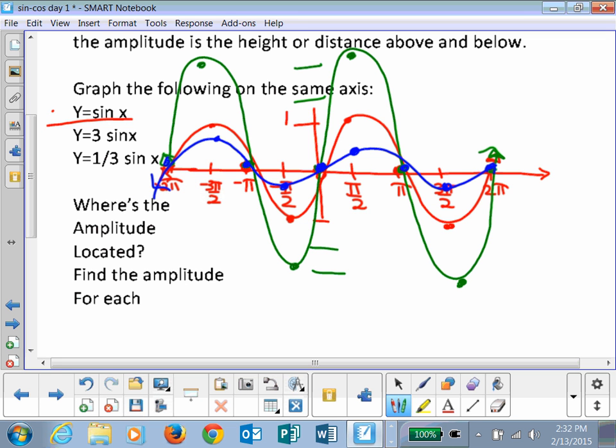All right, so where is the amplitude located? What determines the amplitude? Where do you find it on your equation? It's the what? Where do you find the amplitude? What's going to determine your amplitude? The amplitude is how high I go or how low I go.